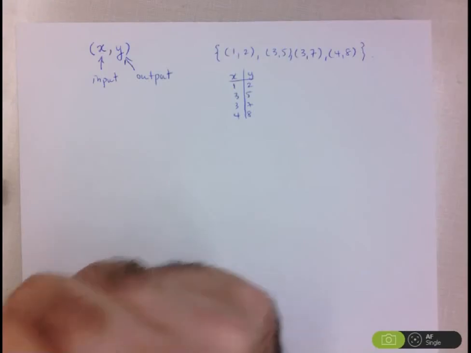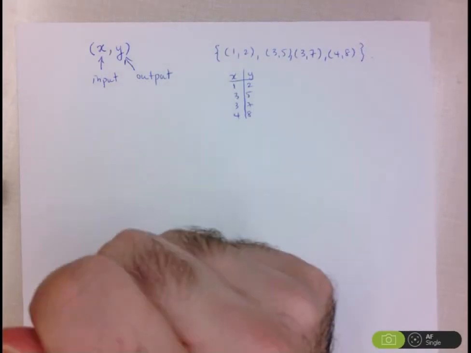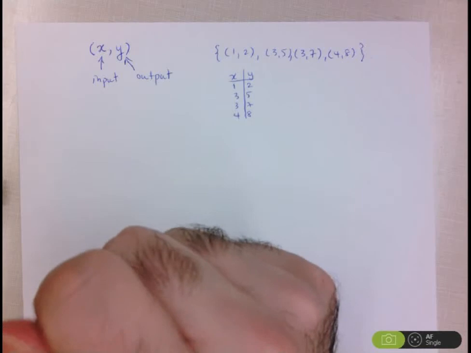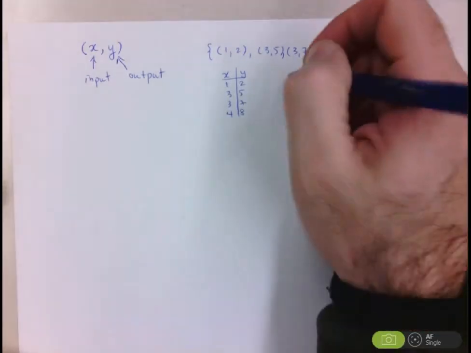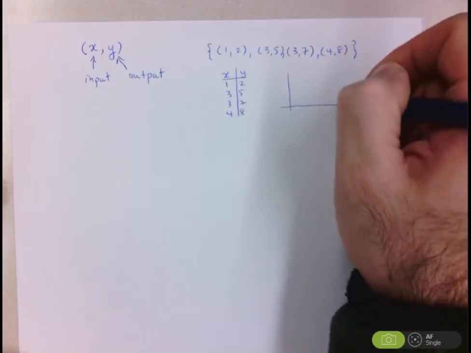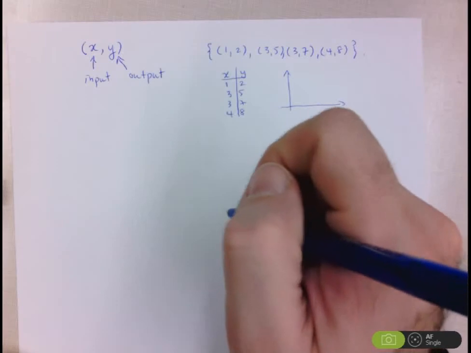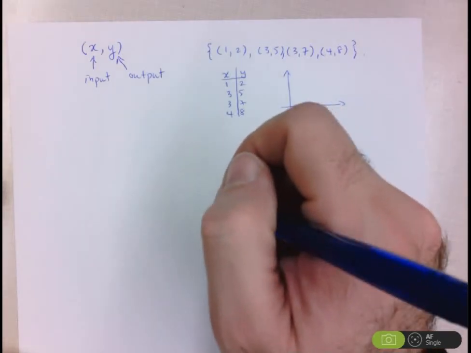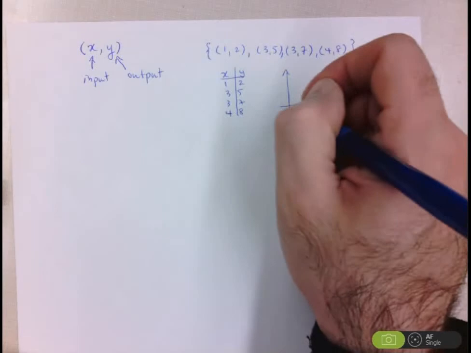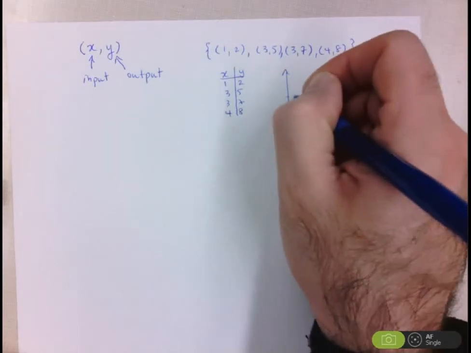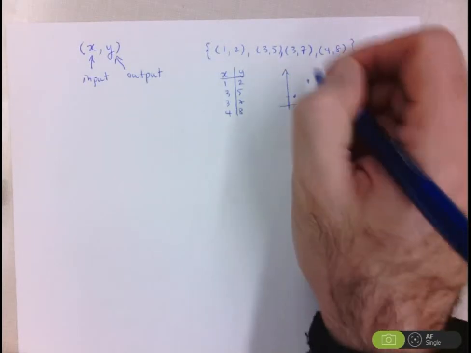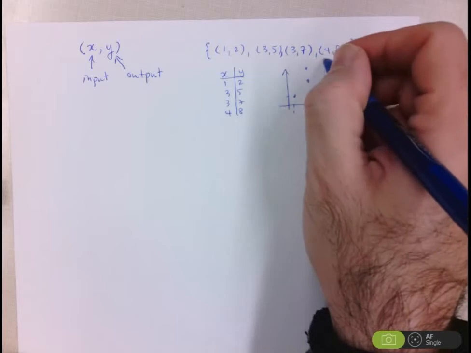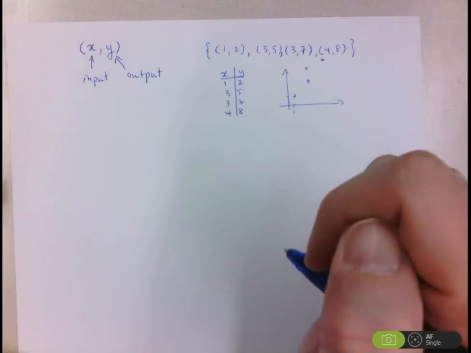A second way of representing a relation is to put these on a graph, especially when the two sets that you're relating both involve sets of numbers. So here I could have (1, 2), (3, 5), (3, 7), and (4, 8). I can put these on a graph.